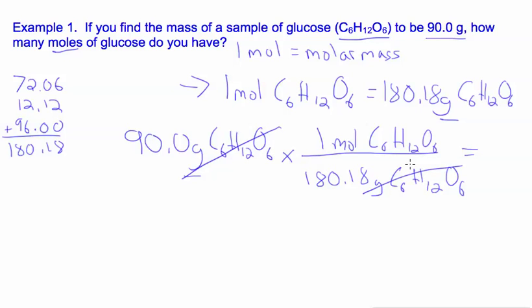We multiply by the top, 90 times 1. We don't actually have to put that in our calculator because we know that that's 90. And then we do 90 divided by 180.18. And the number you get out of your calculator should be 0.4995. Let's talk significant figures.